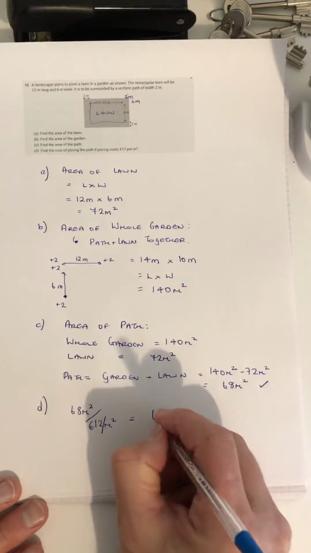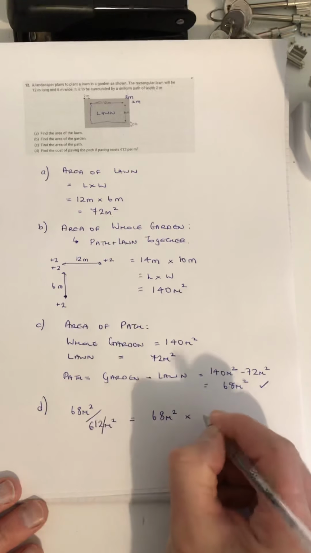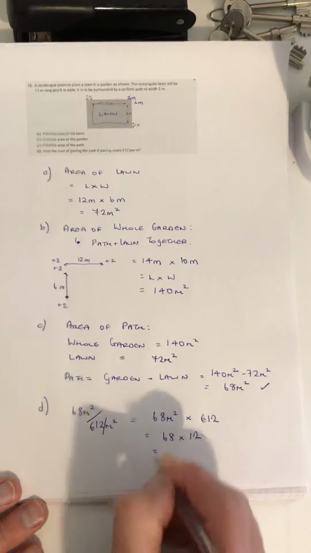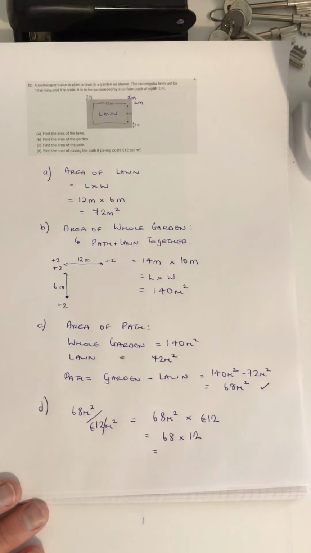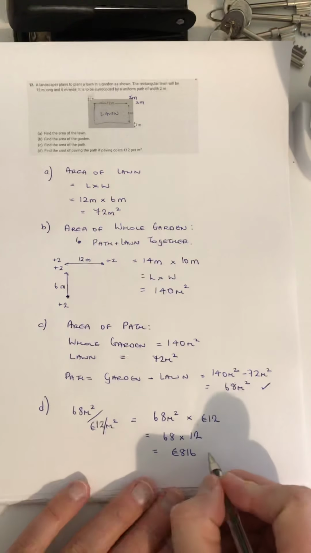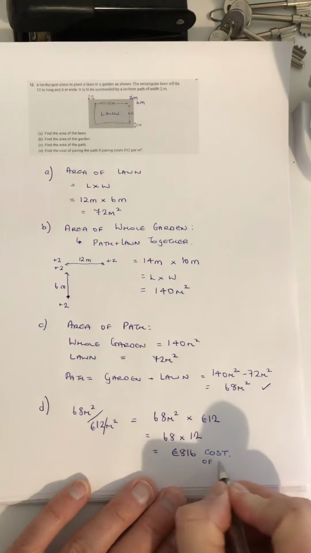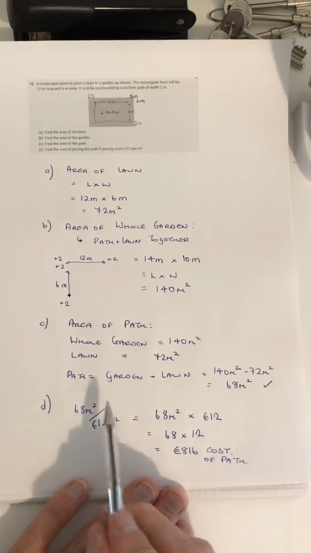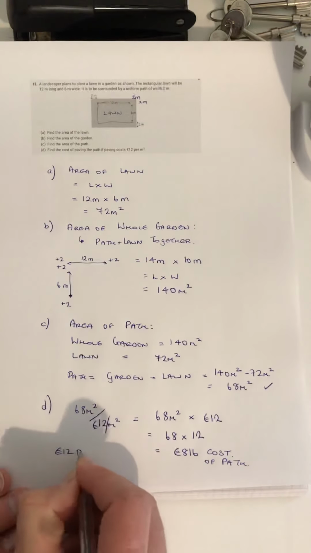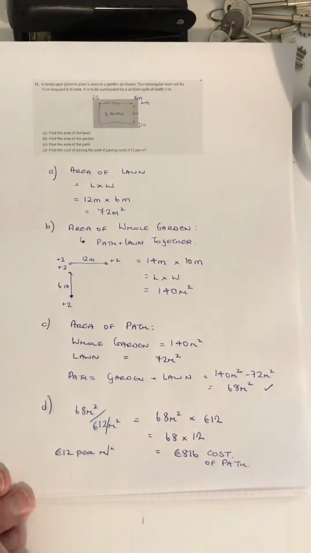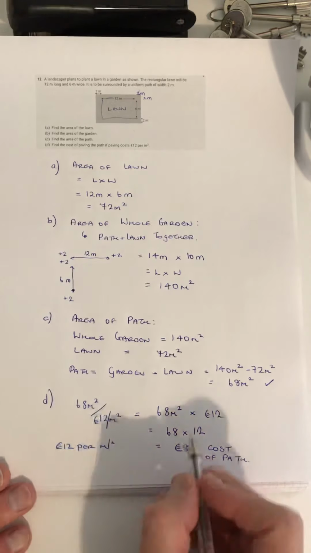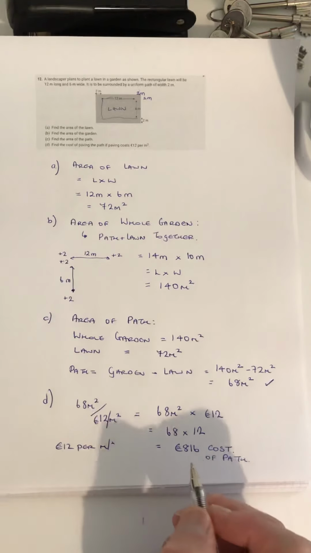So in that case then, what's 68 meters squared multiplied by €12? So 68 times 12 is equal to 816. €816 is the cost of the path. So in this one here, just read the question carefully. It says €12 per meter squared. Okay, so in that case then, for every meter is €12, so 68 by 12 is 816.